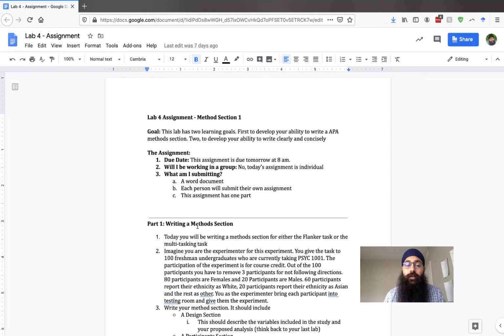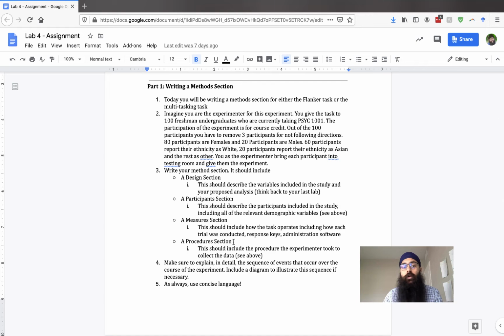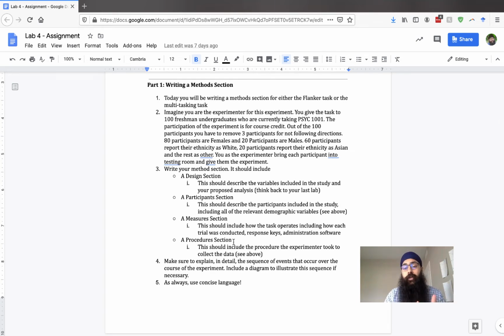Again, here's the assignment. This little lab has two learning goals: to develop your ability to write an APA method section and to develop your ability to write concisely and clearly. The method section is due tomorrow at 8 a.m. And today's assignment is individual, as I mentioned, and you'll be submitting a Word document. Each person will be submitting their own assignment, and the assignment has just this one part. You'll be writing a method section for either the flanker or the multitasking task. So you just need to pick one of them and write a method section.